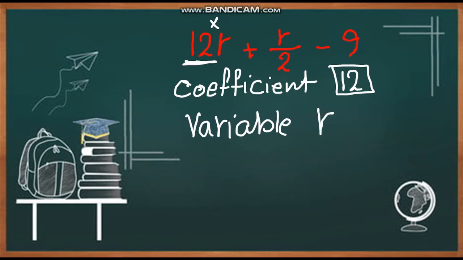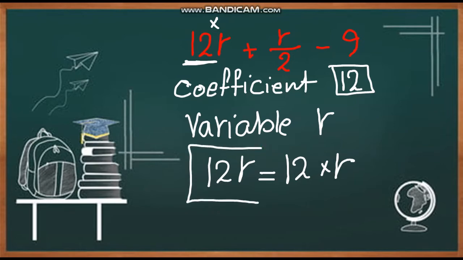Now, do you know how a variable and the coefficient are related? The variable and the coefficient are multiplied by each other. So we have 12r, that means we have 12 times r. Here we have the product 12r. We say the product because 12 is multiplied by r.